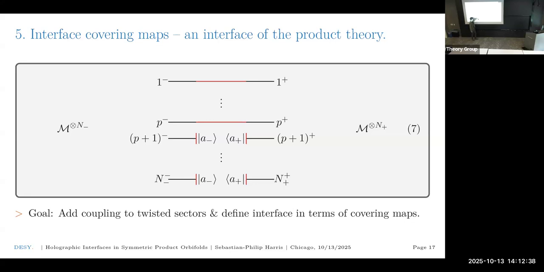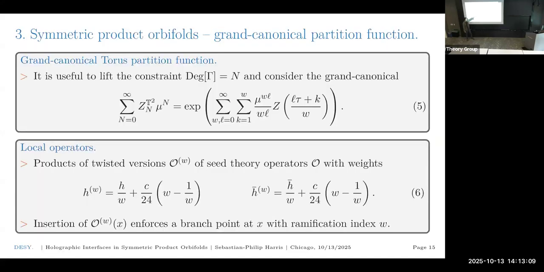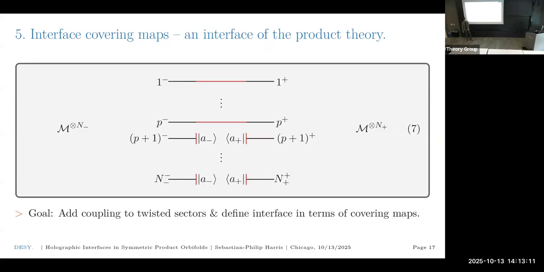And for the other copies, you input some boundary conditions, and you can take different boundary conditions from the left and from the right. So here I could take a seed theory boundary condition a_minus, and here a seed theory boundary condition a_plus, for instance, for each copy. And the goal to have in mind now is that I want to build a version of this in the symmetric product orbifold, where we have additional couplings to twisted sectors of the theory, so to these O_W fields that we found in the symmetric product orbifold.